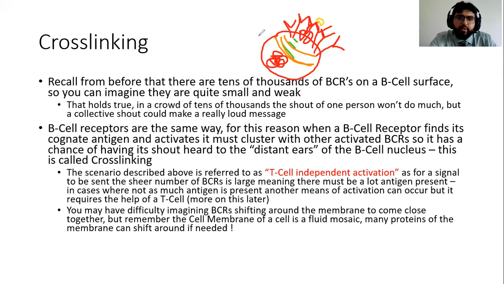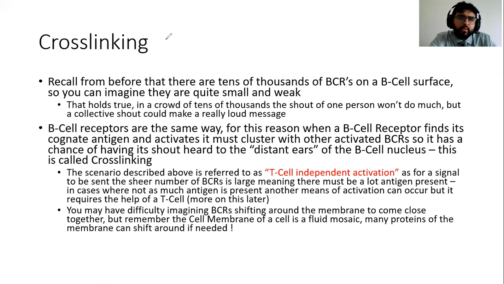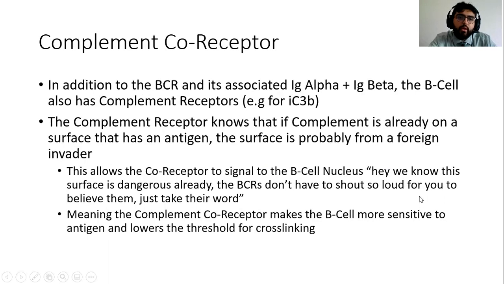But that's cross-linking. Whether you're T-cell independent or T-cell dependent, you need to have cross-linking in order to have an activation signal. But in the case of T-cell independent activation, a great enough amount of cross-linking can actually overcome that requirement for T-cell help. Okay, so the complement co-receptor is another surface marker on the surface of the B cell.